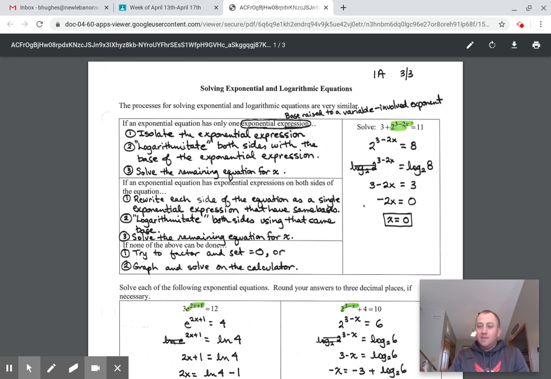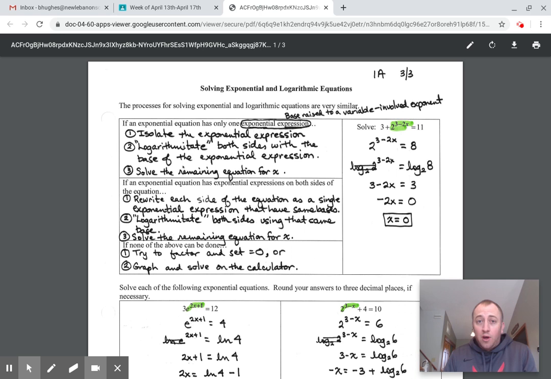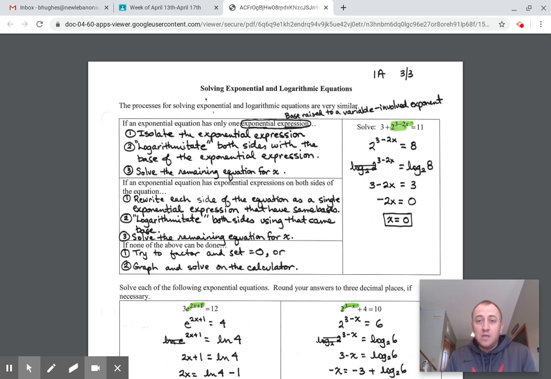Just going to go through these notes real quick. Got a little bit of time here with the kids being down for a nap, so I'm just going to talk about solving exponential and logarithmic equations. This is what you guys are focused on for the remainder of this week.